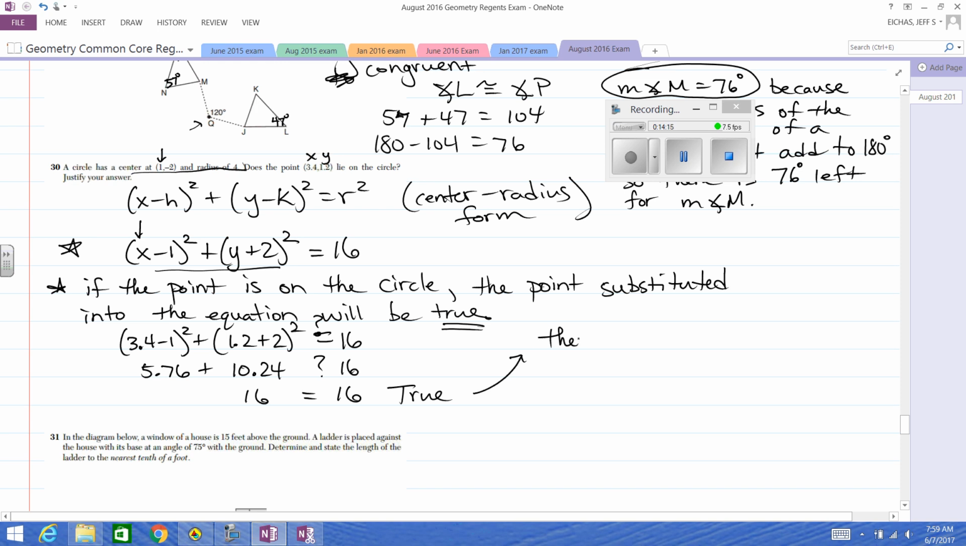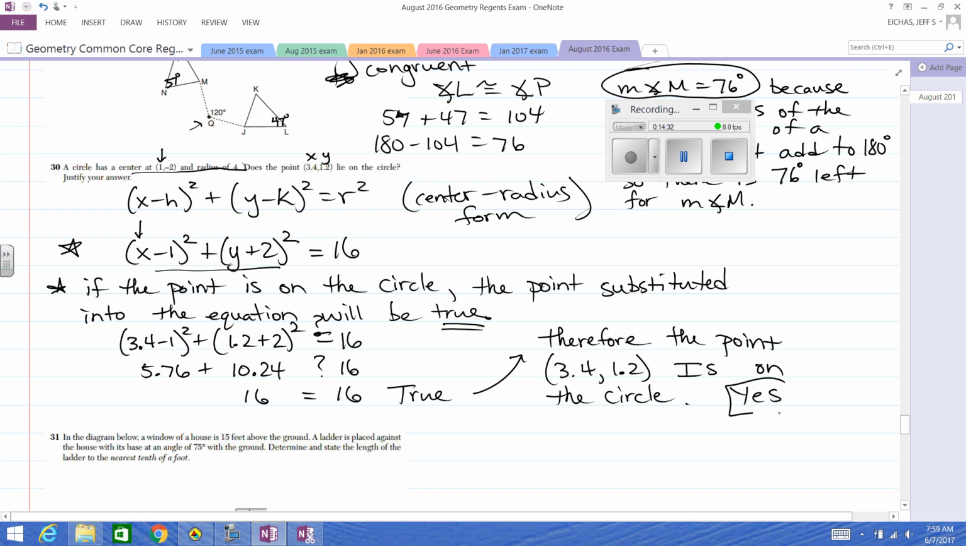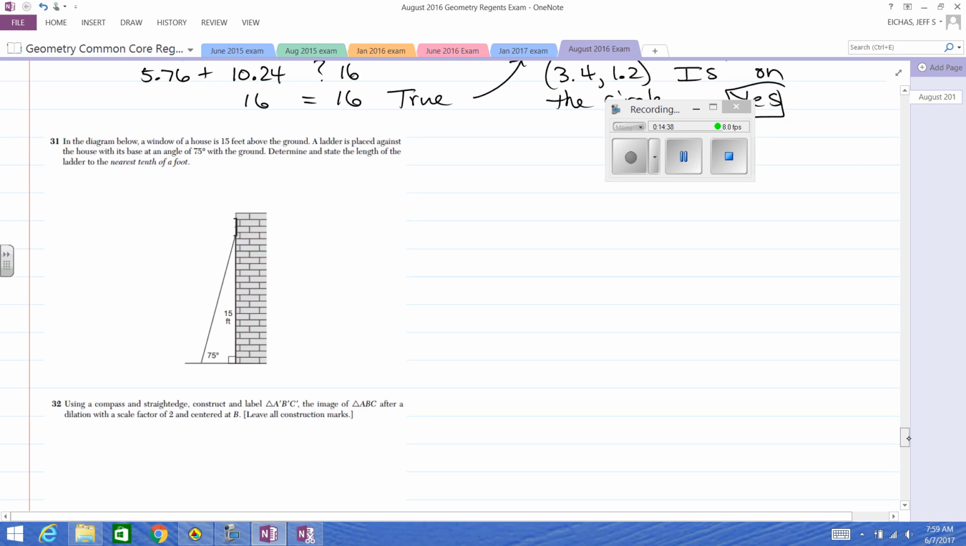Therefore, the point (3.4, 1.2) is on the circle. I guess so the answer is yes. Okay, so that's your justify your answer. So that's kind of what we're doing there.